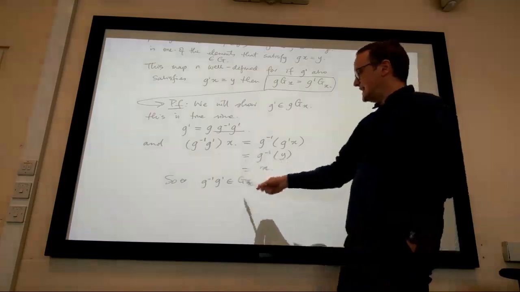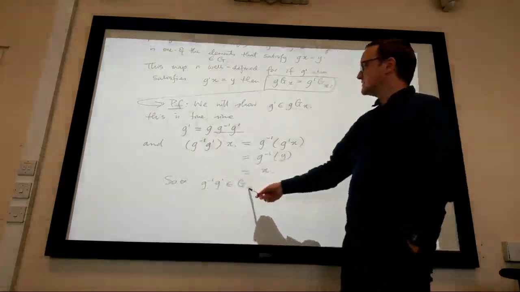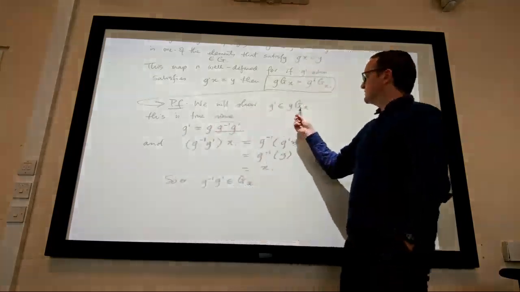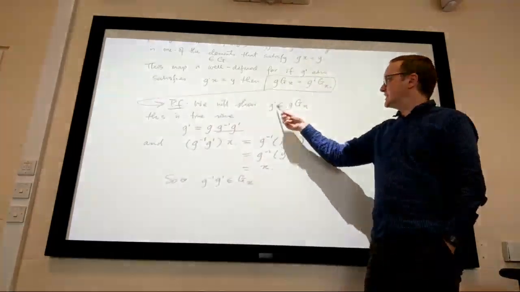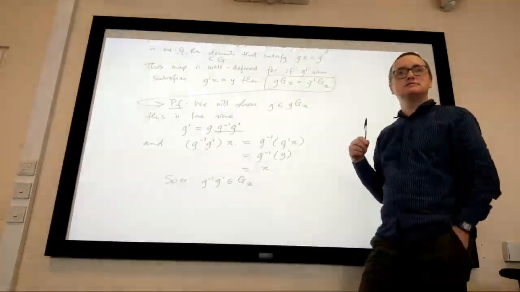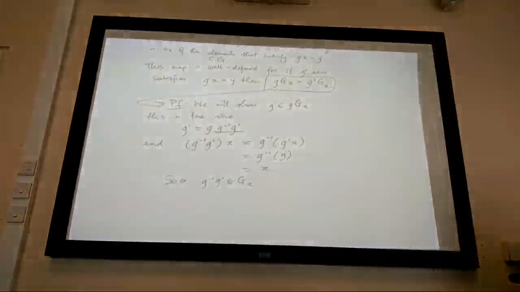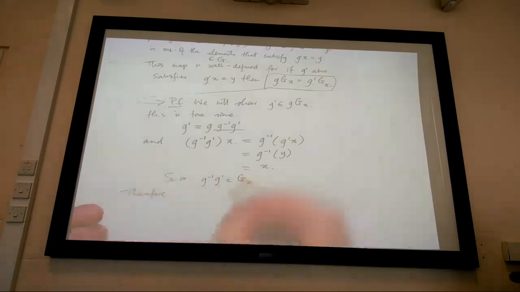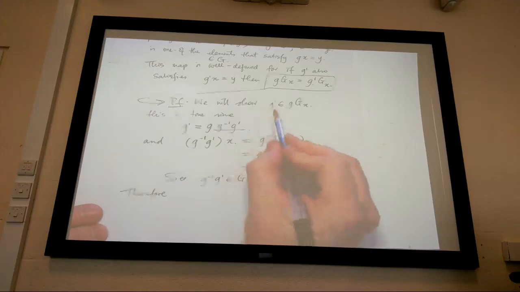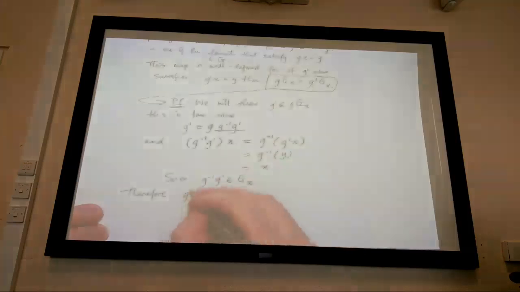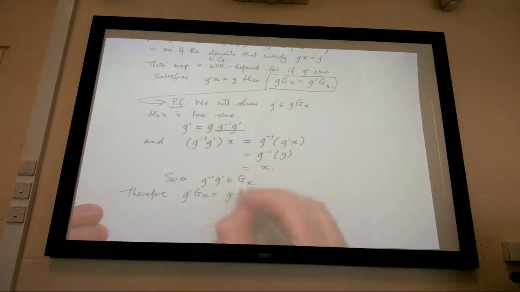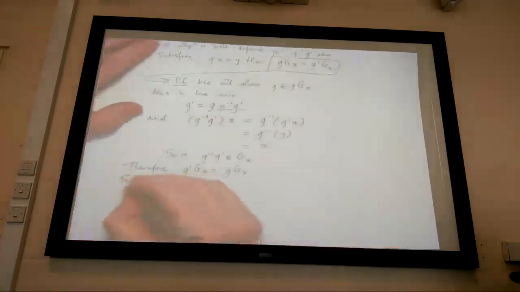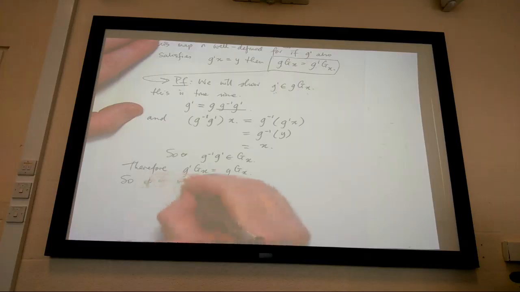So G inverse G prime is in the stabilizer. So that means G prime is in this left coset, so that means that these two left cosets are equal. So therefore, we have shown that G prime is in this left coset, so therefore G prime X equals G X. So this shows that our mapping is well defined. So phi is well defined.